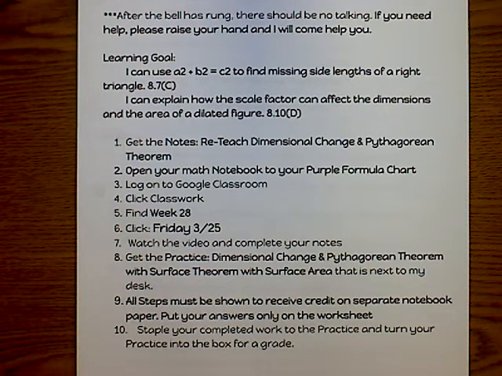Right, your learning goal today is: I can use a squared plus b squared is equal to c squared to find the missing side lengths of a right triangle. I can also explain how scale factor can affect the dimensions and the area of a dilated figure. In other words, I'm going to explain how scale factor affects the perimeter and area of a figure.